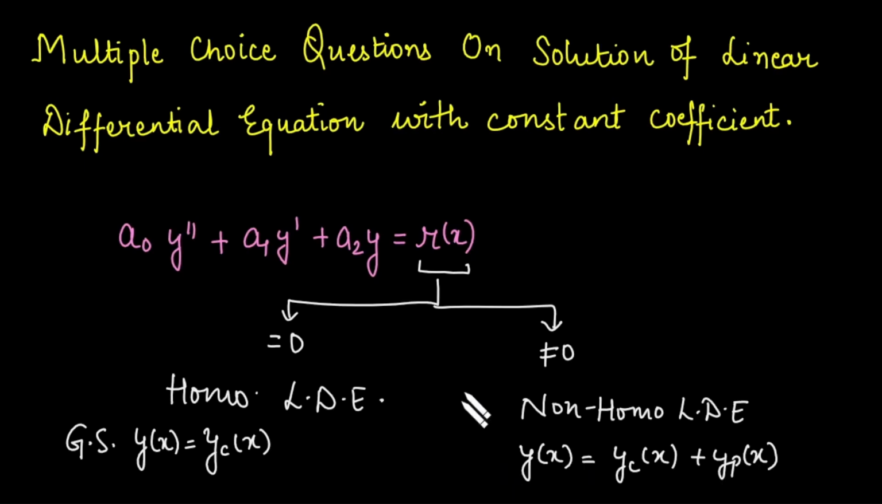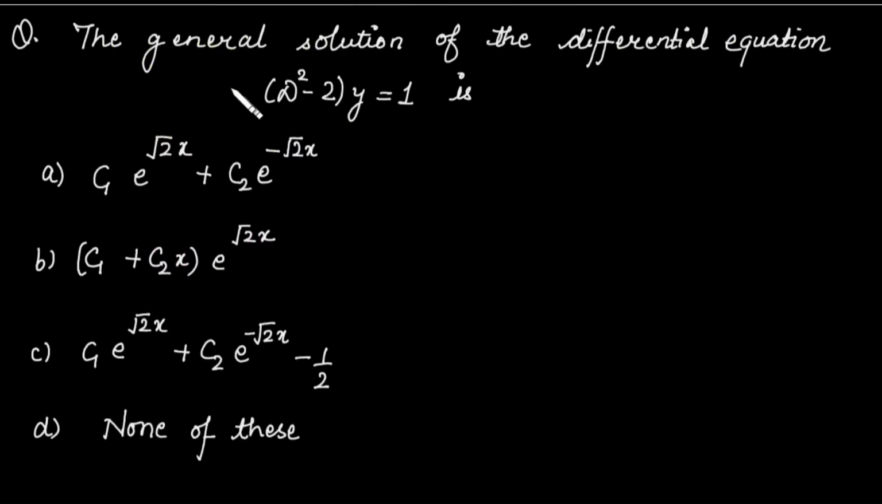And now let's explore the MCQ questions on these types of problems. The first question is, the general solution of this differential equation is what? So first we need to observe whether this differential equation is homogeneous or non-homogeneous. We have on the right hand side the function 1, so it is a non-homogeneous differential equation.